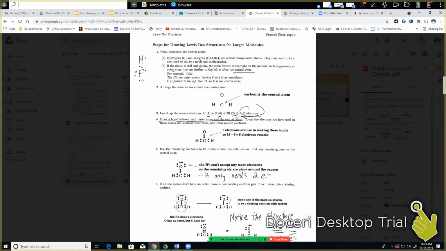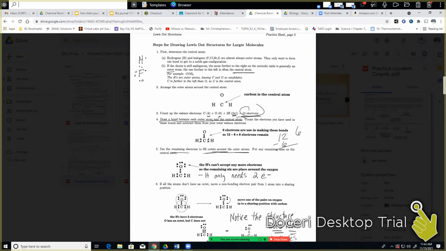So here we had a total of 12 electrons. We drew bonds between them, so those took 2, 4, 6. That took 6 electrons, so I have 6 electrons to finish with. The next step is that any remaining electrons are used to fill the octet of the outer or terminal atoms. So that's what we did here. We had 2, 4, and then 6, and that used up all of the electrons.